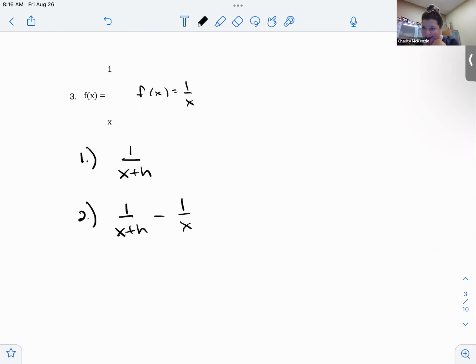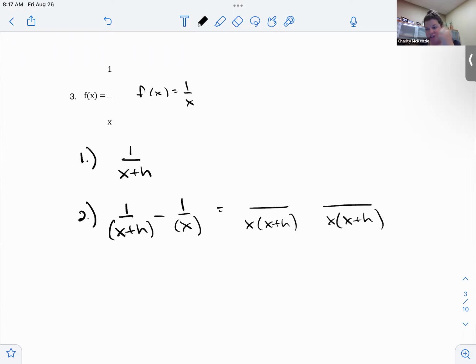Unfortunately, now we have to combine these by actually subtracting them together. Well, then I have to have a common denominator, so that's a little harder. The common denominator, you can't just add plus h or whatever. It is multiplying them together. So each fraction will be over x times x plus h.